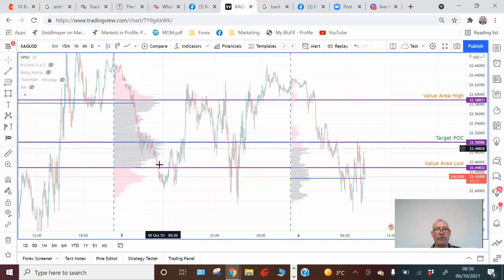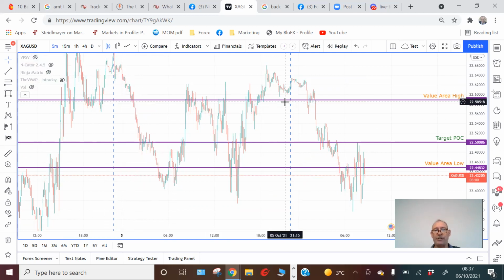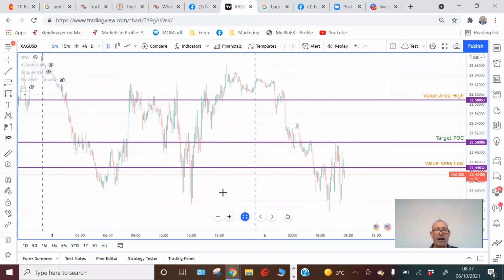For the people that have done this before, this would be called a double distribution profile. This is a one here and there's another one here. But all I'm going to do is switch this off now, and I'm only going to focus on the 3 lines. 1, 2, 3. So market opens here. I can now forget about this.